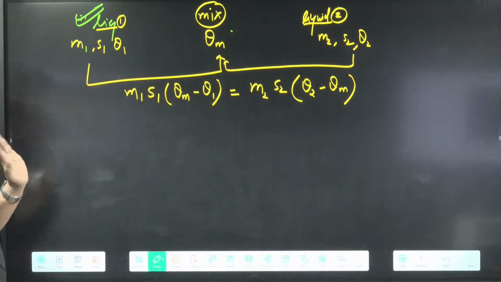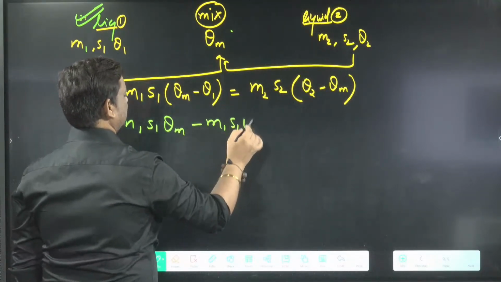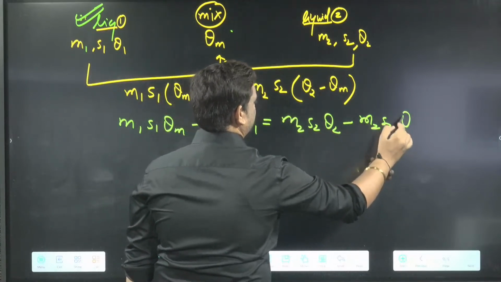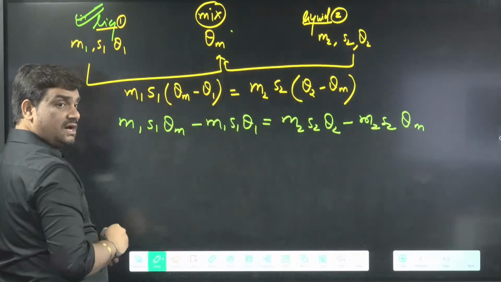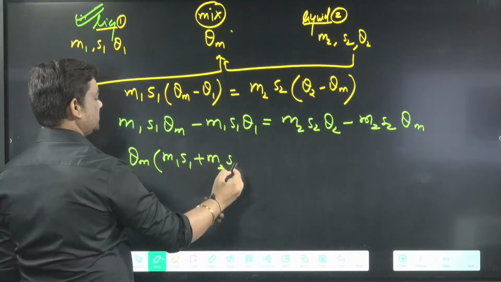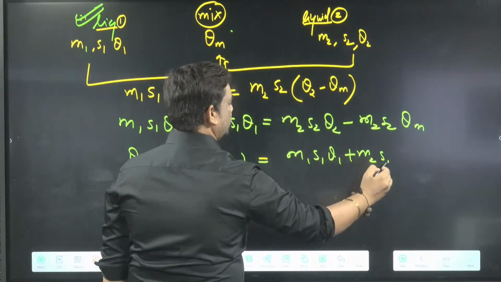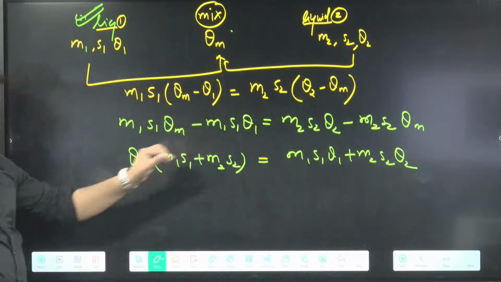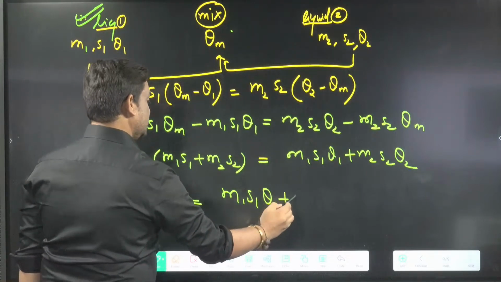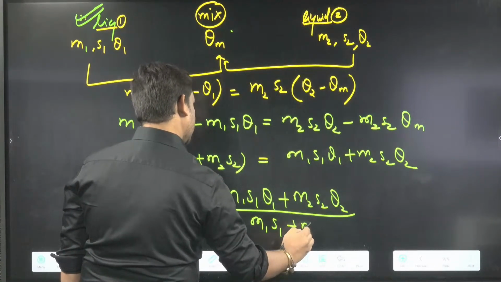Again, this is only for the liquid. So we can multiply: M1 S1 theta M minus M1 S1 theta 1 equals M2 S2 theta 2 minus M2 S2 theta M. Then I take theta M to one side, because the mixture temperature is what I have to find. So theta M times (M1 S1 plus M2 S2) equals M1 S1 theta 1 plus M2 S2 theta 2. I hope this part is clear. So finally theta M equals (M1 S1 theta 1 plus M2 S2 theta 2) divided by (M1 S1 plus M2 S2).